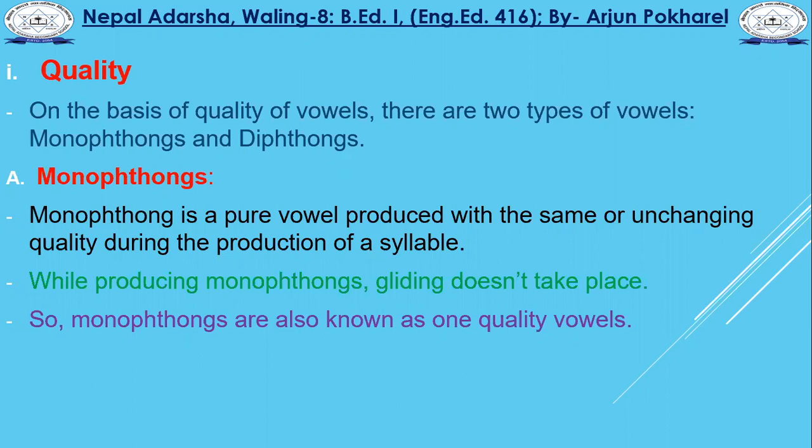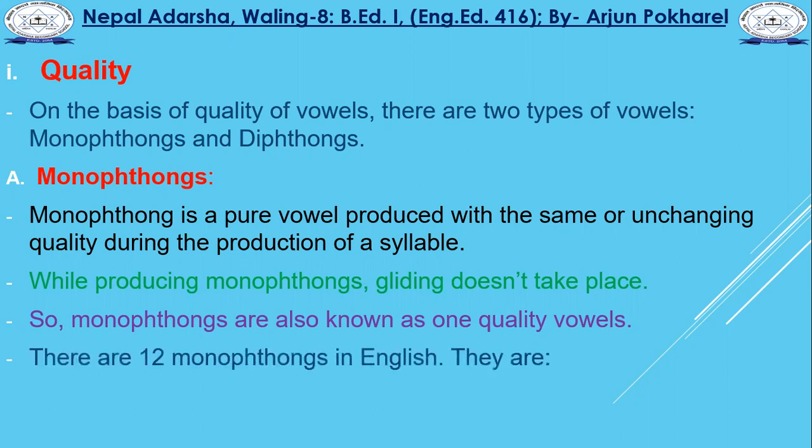There is no noticeable change in quality in the production of monophthongs. That's why monophthongs are also known as one quality vowels or single quality vowels. And there are 12 monophthongs in English, and they are the same as I gave you before.